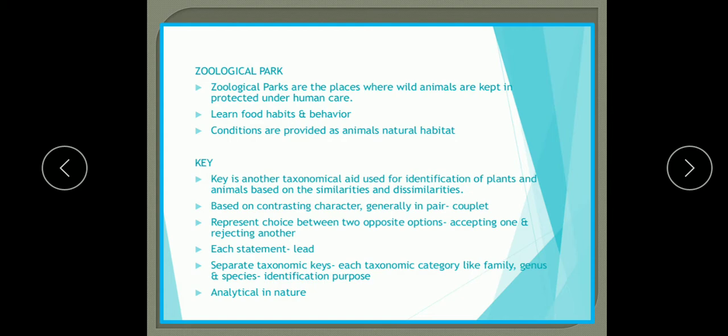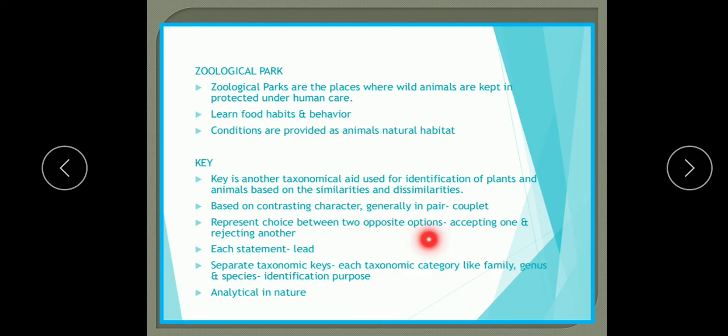Now these keys are based on contrasting characters, generally in pairs, and we call it a couplet. And in this process the choice is made between two opposite statements.